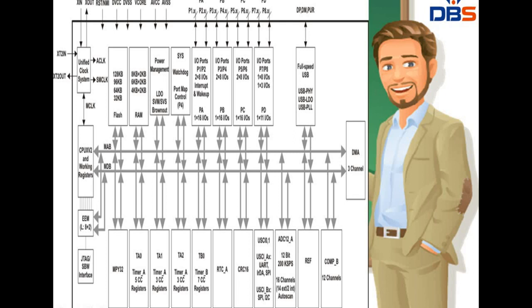So these all are 16-bit timers, and this TA0 is with 5 CC registers, that means compare capture registers, and TA1 is with 3 CC registers, and TA2 with 3 CC registers, and TA3 or TB0 is with 7 CC registers.